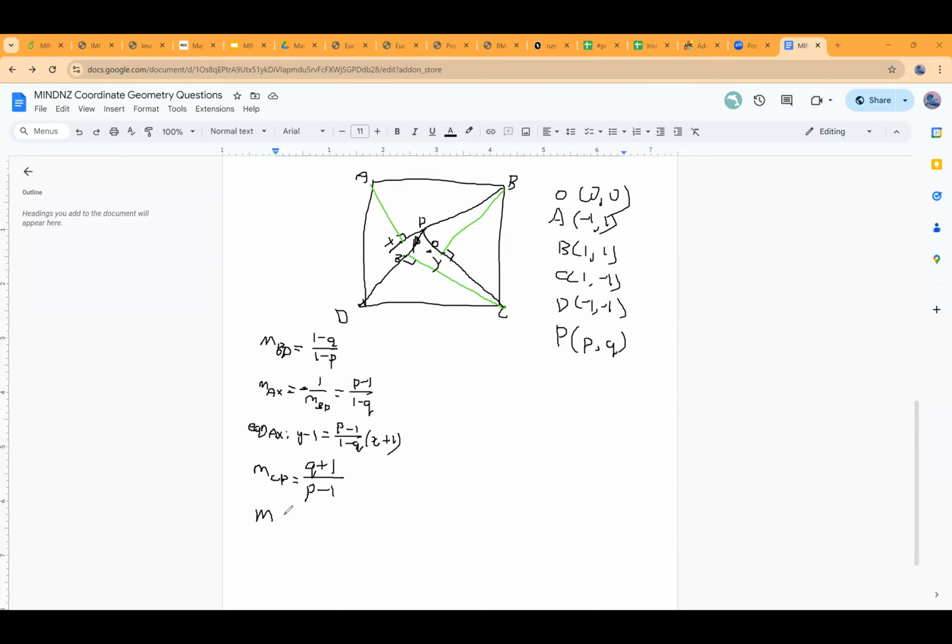So therefore the gradient of BY is to be one over this. So that's just one minus p over q plus one, or one plus q. Therefore, you have the equation of line BY is equal to, using point B, y minus 1 equals the gradient times x minus 1, using the point 1, 1, which comes from B, right?